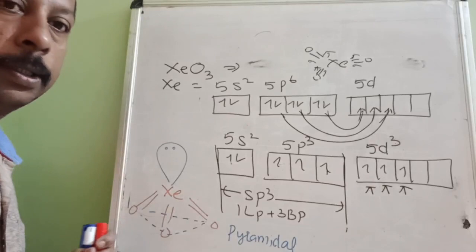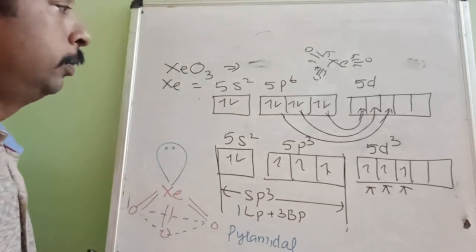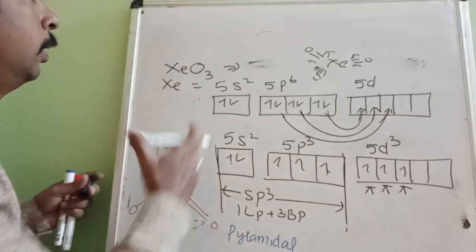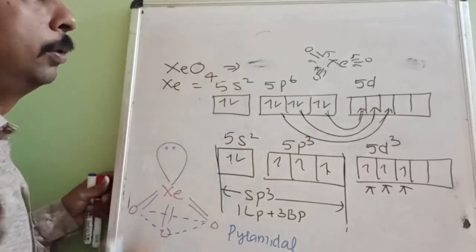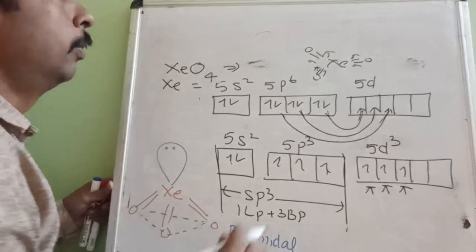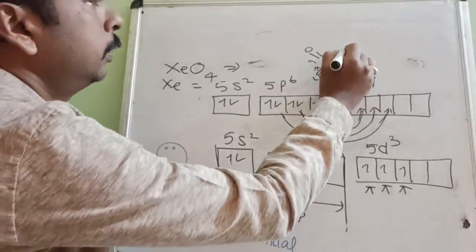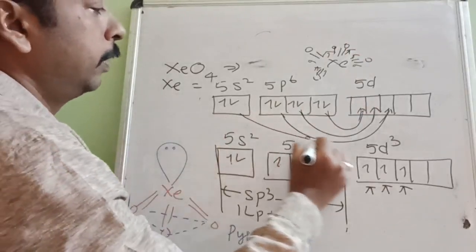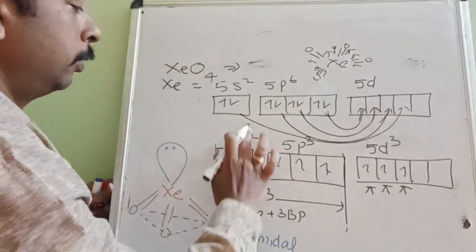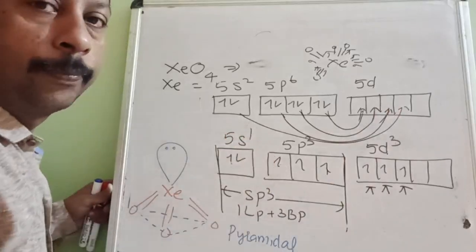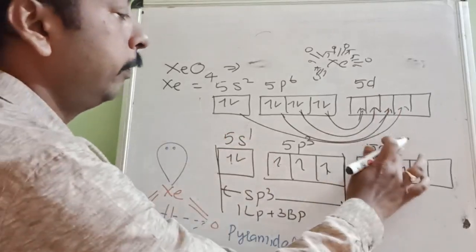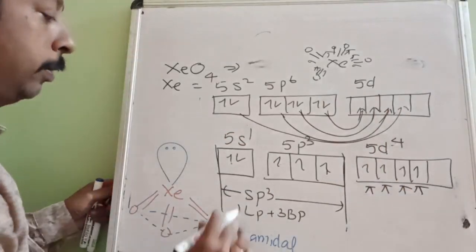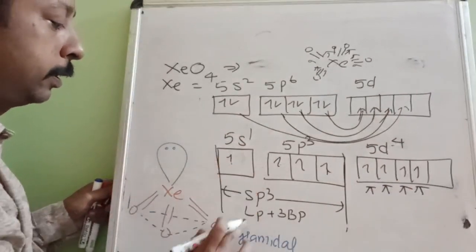Any doubt about this? Okay. If you don't have doubt, then we will not have any doubt about XeO4 also. So XeO4, what will be the shape? One more oxygen will come here, one more sigma bond, one more pi bond. For that, one more electron will go here. So 5s2 will become 5s1 and 5d3 will become 5d4. So 4 pi bonds. Now hybridization will be as it is.